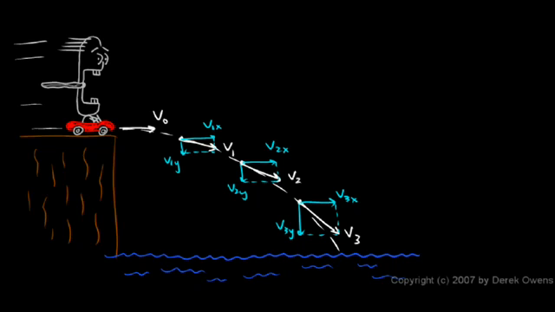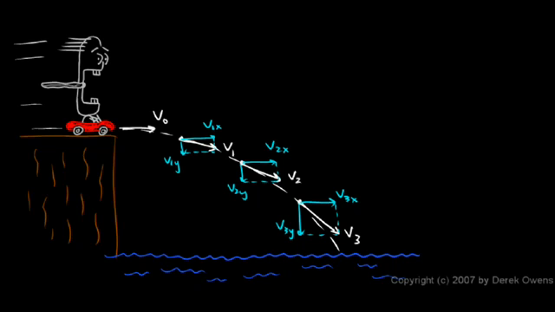And if this were drawn accurately, then there would be a steady increase in the length of these velocity vectors pointing down, the vertical components. Gravity pulls it down, so it accelerates down. There's an increase downward in the vertical component of the velocity.